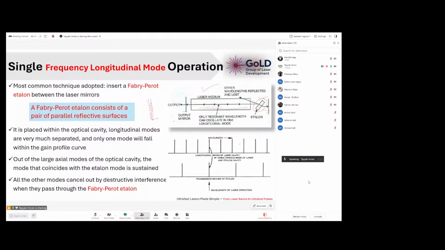So this is the solution. Rather than decrease the length of the cavity, use an etalon, or two pieces of glass with reflective surfaces very close to each other, so that when the light passes through inside the cavity from this etalon, only those modes will pass through which have constructive interference when they pass through the etalon.